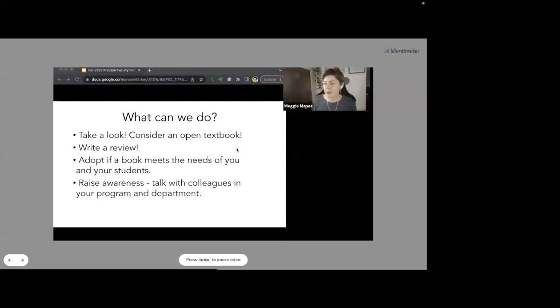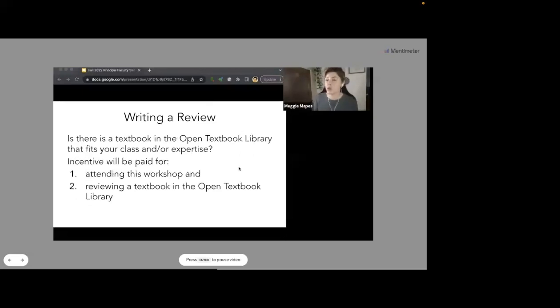Usually at the first faculty meeting of the spring semester, I often will send around the open textbook library link to faculty, or I'll mention it in one of our faculty meetings as my colleagues are beginning to think about the start of the next year, that fall semester, to just share it with them again, because most of the time folks aren't aware that such a large repository exists for textbooks. And like I'd mentioned, we're really going to invite you to write a review. So if there is a textbook in the open textbook library that fits your class or your expertise, you of course have already attended the workshop.